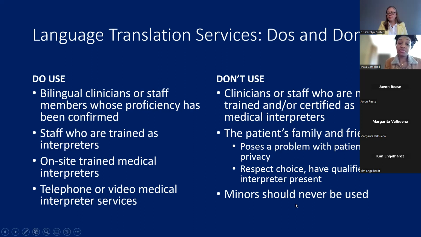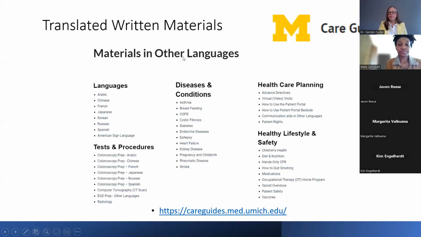This is the big one as well. We do not want to use the patient's family members or friends. I know this is a big thing. Lots of patients who English may not be their first language, they do typically have a family member or friend that goes with them to appointments to kind of translate. But this does pose a problem with the patient's privacy. And we want to respect the choices and have quality interpreters present. And minors should never be used as interpreters. Thank you. All right, I'll hand it back over to Dr. Custer.